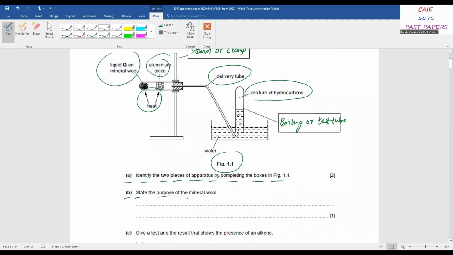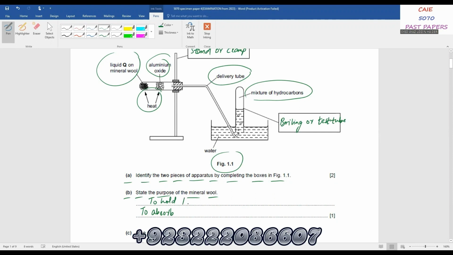State the purpose of the mineral wool. You can see here mineral wool is holding or absorbing this liquid Q. You will simply write to absorb, to hold, or you can even write contain liquid Q.